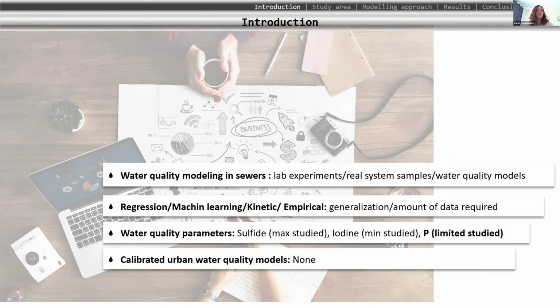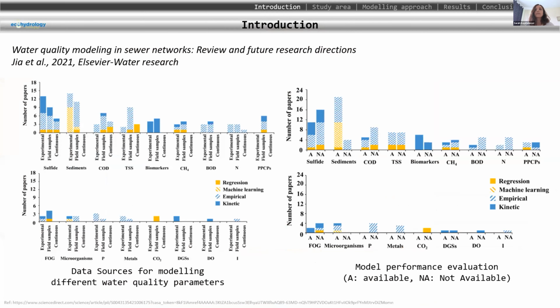And also about the calibration of water quality models. According to one study, which is a big claim, none of the urban water quality models are calibrated. This study is a very recent review about water quality modeling in storm sewer networks, published a couple of months ago in Elsevier by Gia et al. It had two nice figures, which I'd like to share with you with some information.